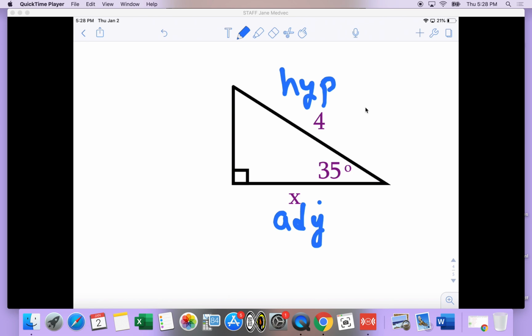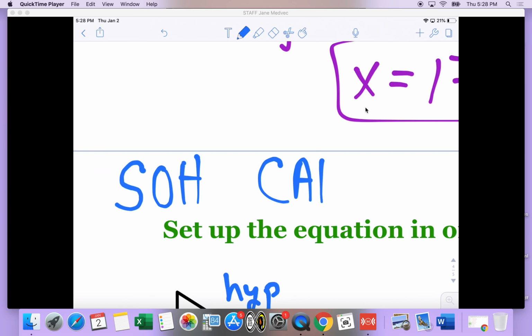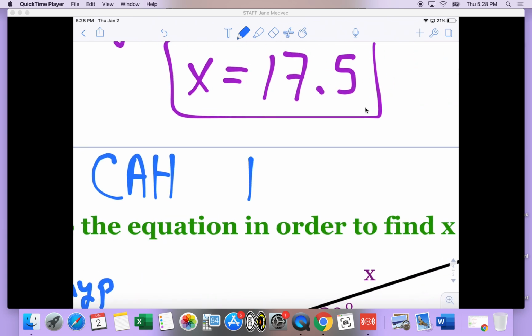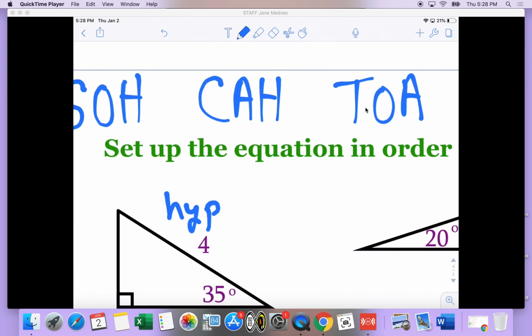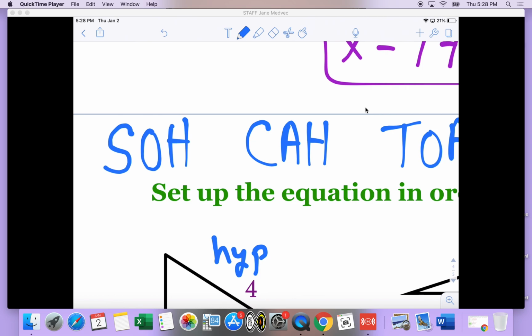Okay, look at my trig identities. Again, sine is SOH, then CAH, then TOA. And I would put that at the top of a quiz or a test to help you out. So hypotenuse and adjacent would be cosine.